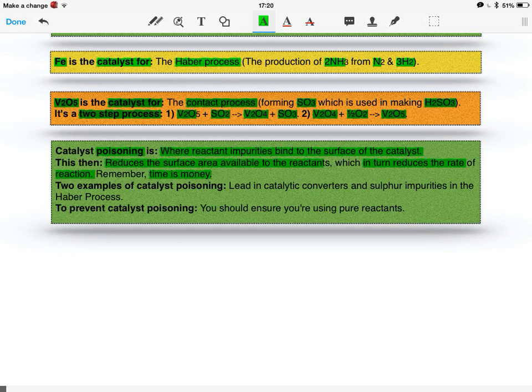So, we need to know 2 examples of catalyst poisoning, and these are lead in catalytic converters and sulfur impurities in the Haber process. And you don't need to know much detail about it, you just need to know they are 2 examples. And to prevent catalyst poisoning, this is quite a patronising answer, but you just need to ensure that you're using pure reactants. In all the mark schemes I've looked at, that's basically what they're looking for. It's a bit of an obvious answer, but it's easy marks.